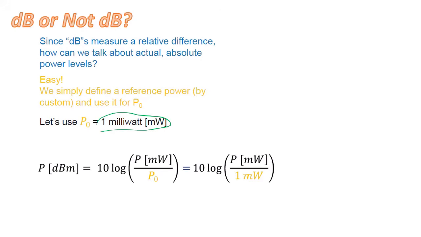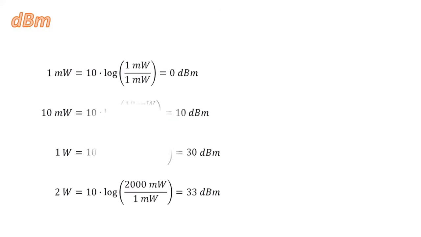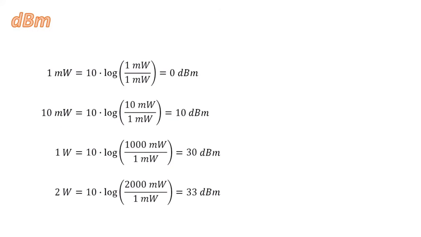So 10 log P milliwatt divided by P0, right? So 1 milliwatt. These are the few items you should remember. 1 watt is equal to 30 dBm. This is the quantity you should remember. If you remember this, you can calculate anything with the help of this log table.